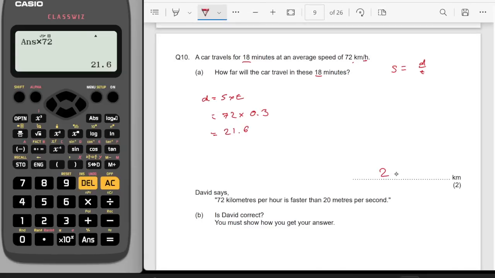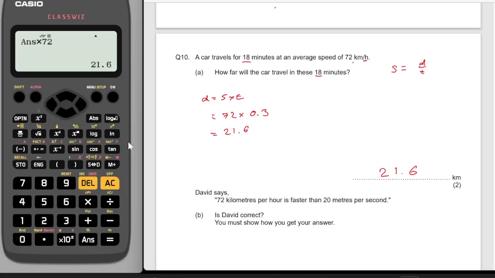So 21.6 kilometers. And that time function on your calculator, I'm sure that you're more than capable of doing it without the time function. It's just quite a nice little shortcut. And particularly for that question, 18 minutes is 18 out of 60. So you could work out that decimal anyway. Okay, second part of that question.